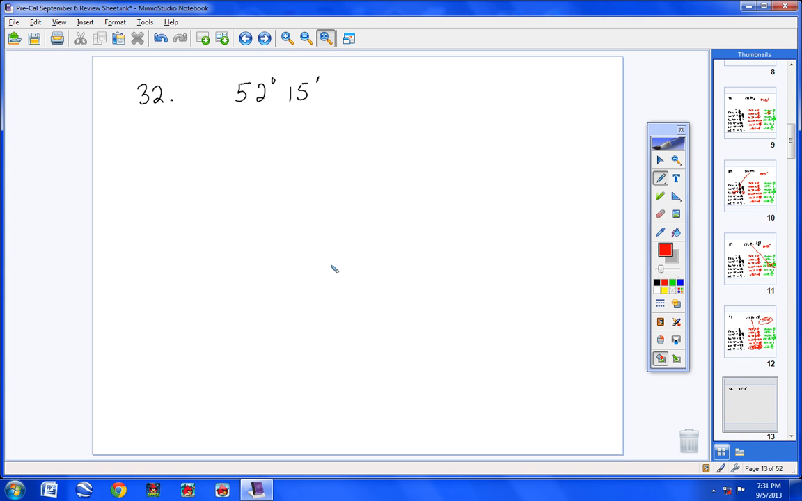Okay, the next section on your test is the evens 32 through 42, and they want us to round these to decimals, to degrees with decimals. So there's a couple different ways to do it. First of all, I can simply say I have 52 degrees. And then I take 15 minutes, and I always multiply it.